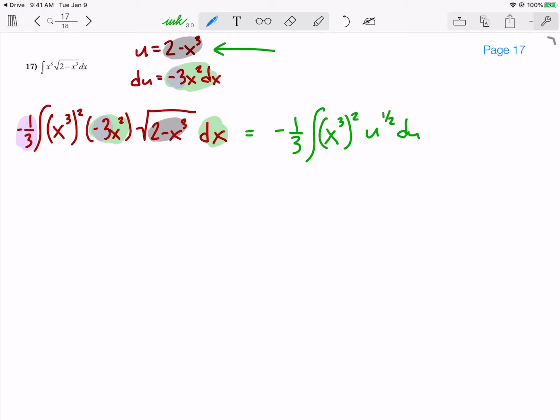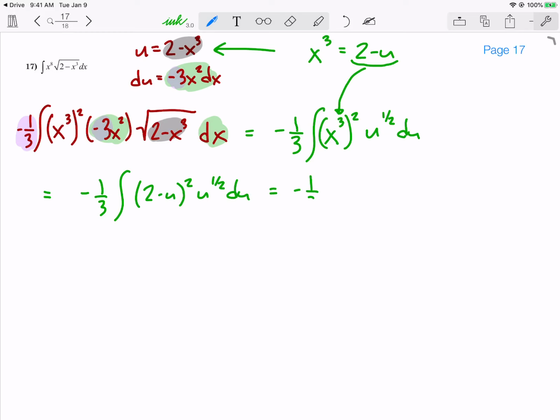Well, I look back at my u. Solve that. I get x cubed equals 2 minus u. And then that is exactly what I will replace in here. So I get negative 1/3 the integral of (2 minus u) squared times u to the 1/2 du. And now I've got to expand the 2 minus u, being squared, and then I have to distribute the u to the 1/2.